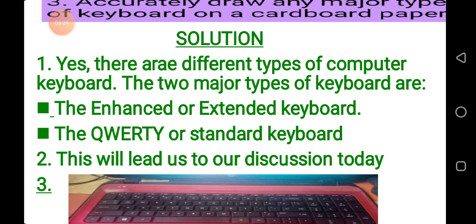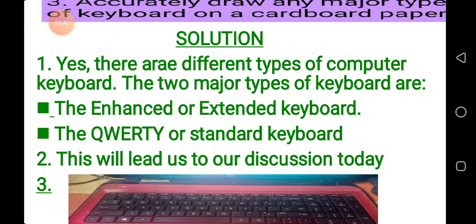The QWERTY is what we commonly have on our typewriter, but on our laptops, these recent laptops, we have enhanced or extended keyboards. Okay, you can hardly find the QWERTY keyboard on the laptops.